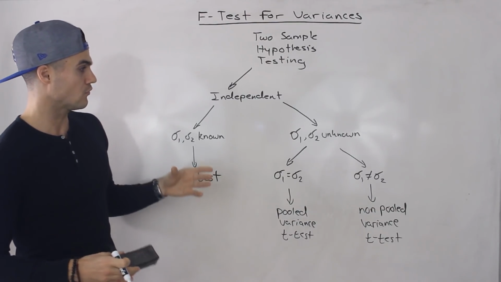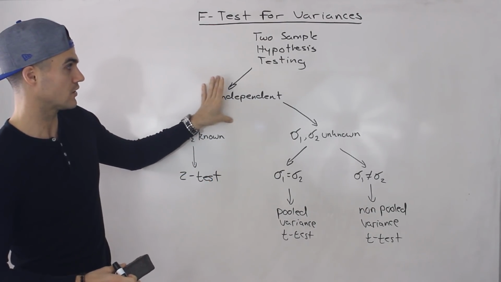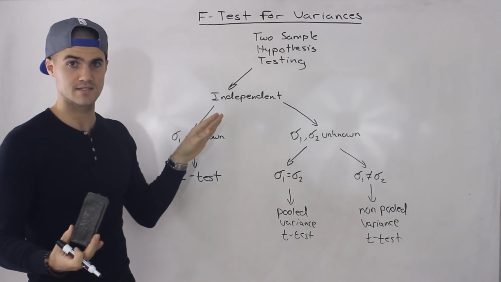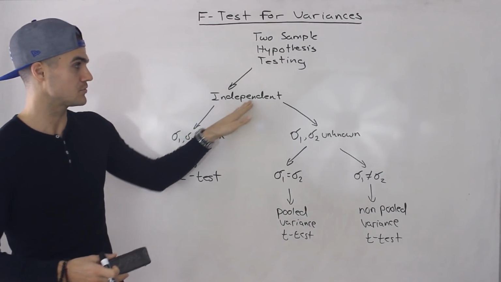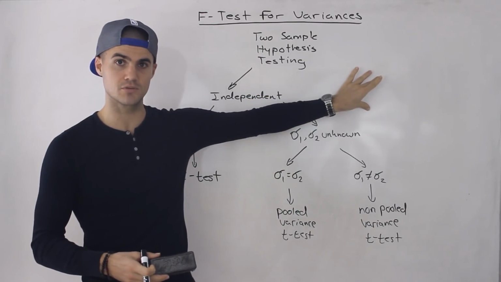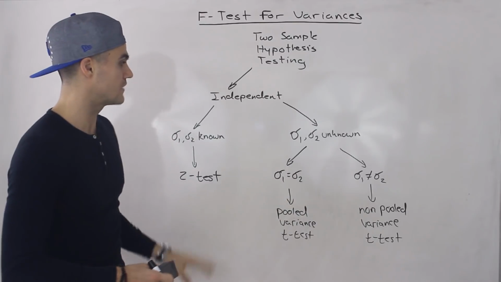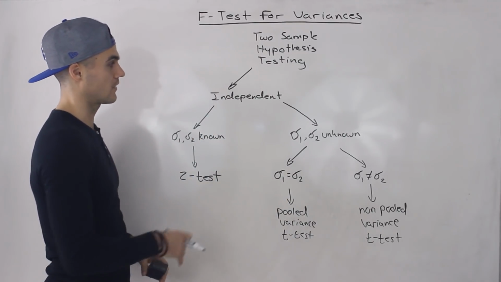So if you remember from the overview video, we had this diagram over here. We had two-sample hypothesis testing, and it was split up into two cases initially. We had independent samples. We also had dependent samples, but we haven't gone over the dependent samples case yet. So I'm going to leave that out, just focus on this part of the diagram.